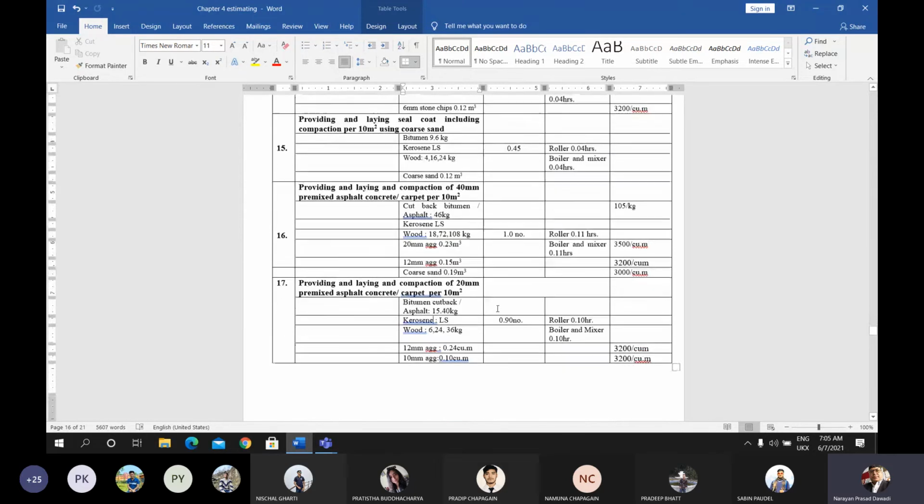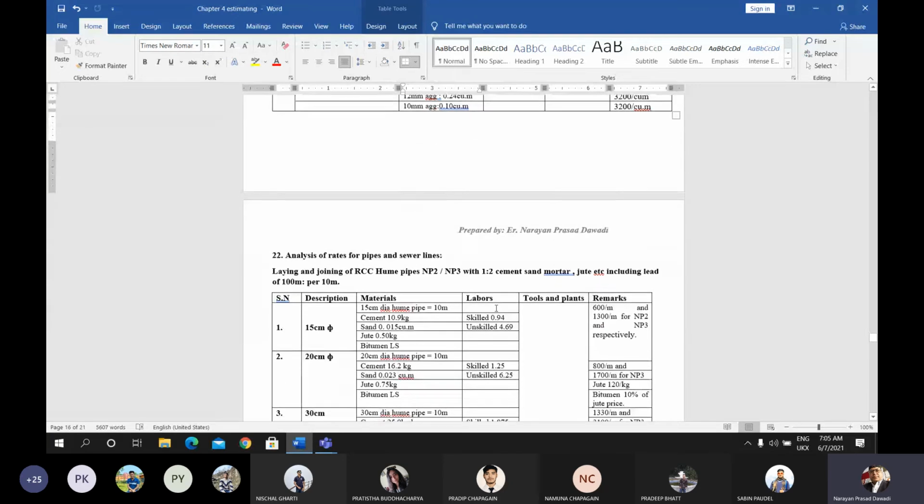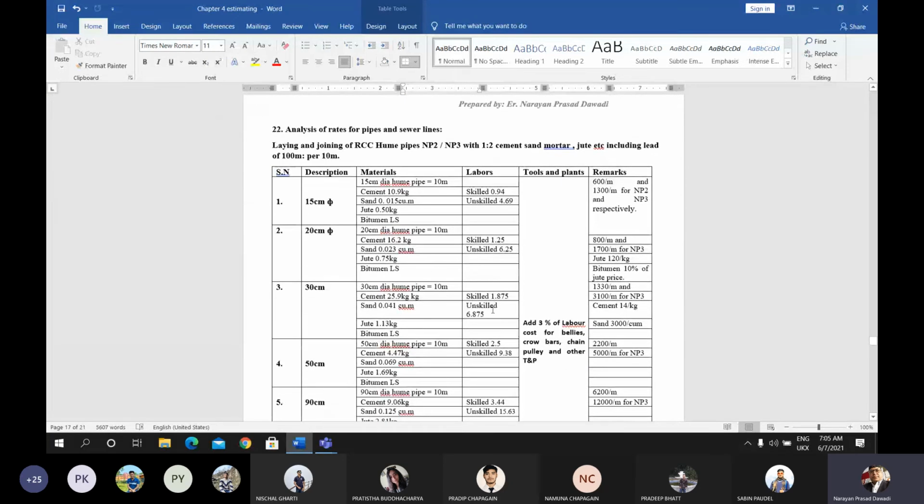Let me start the analysis of rates for the pipe and the sewer lines. This is the analysis of rate for pipe and sewer line.